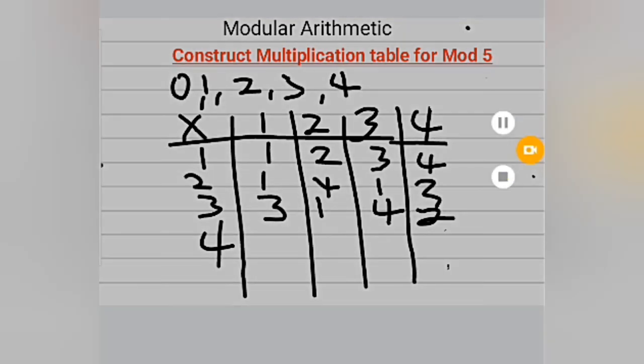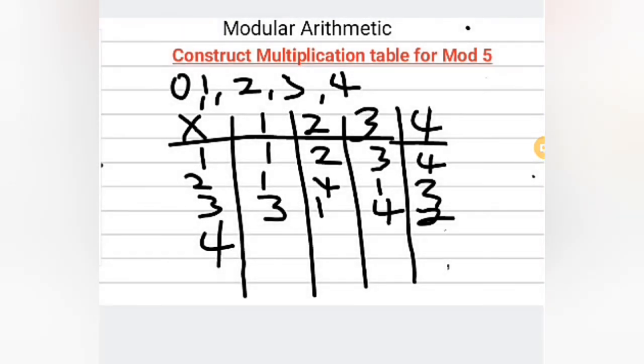So in this case, now the 4 times 1 is going to give us 4. 4 times 2, which is 8, using the same expression for 2 times 4, because 4 times 2 is 8 over 5. It's going to be 1 remainder 3. So we have the remainder 3 here.